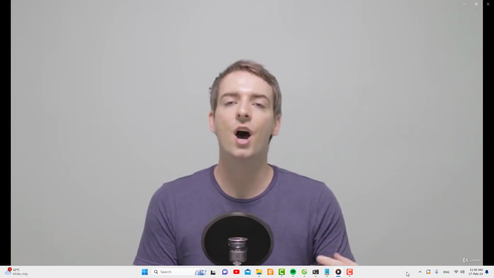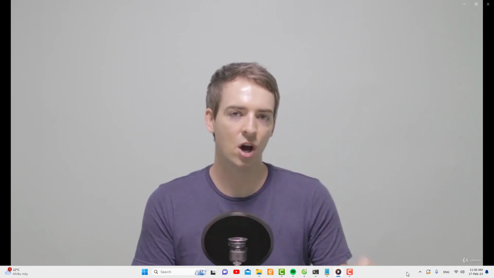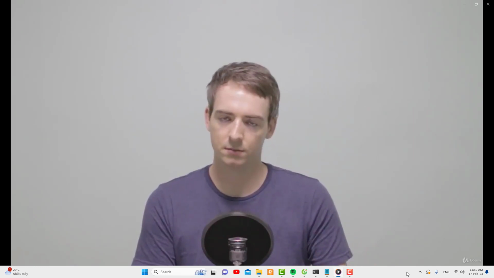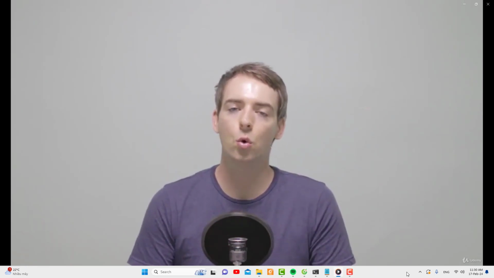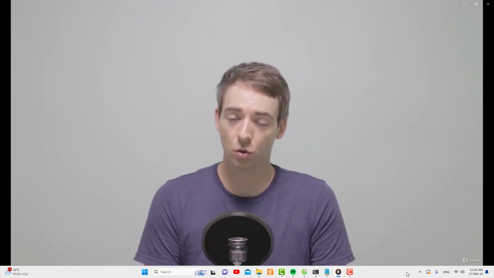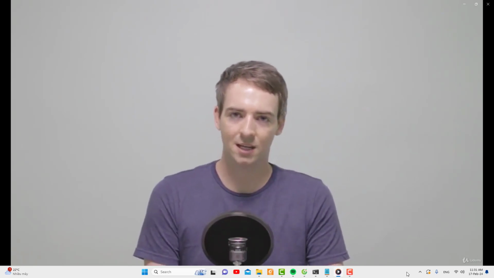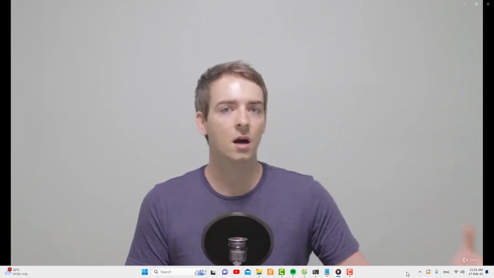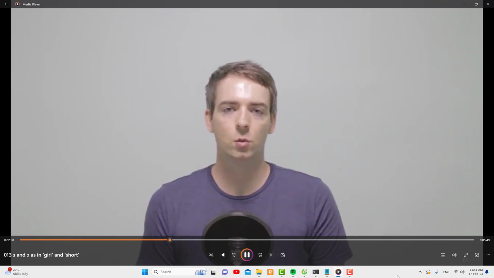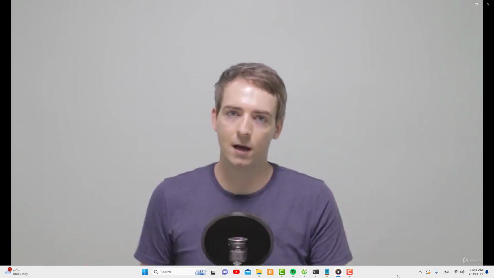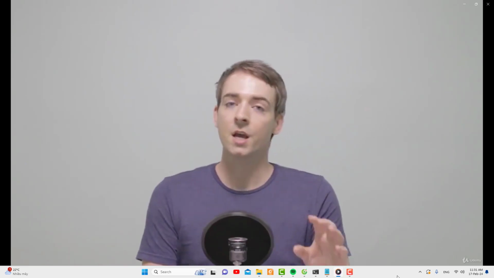The first vowel sound, girl. The R in girl is not pronounced. The second sound, short. The R in short is not pronounced either. Again, this is British English. In American English, the R is pronounced in these cases. But in British English, they simply use a long vowel sound instead of pronouncing the R.